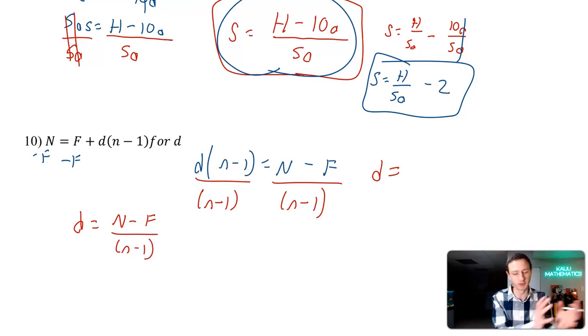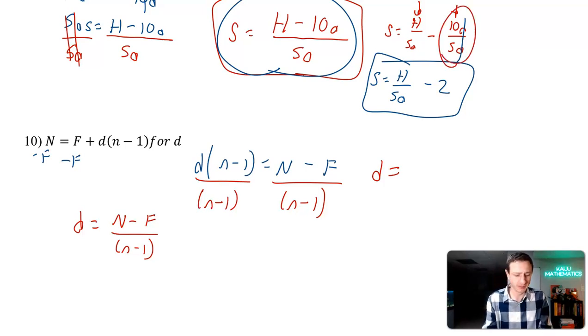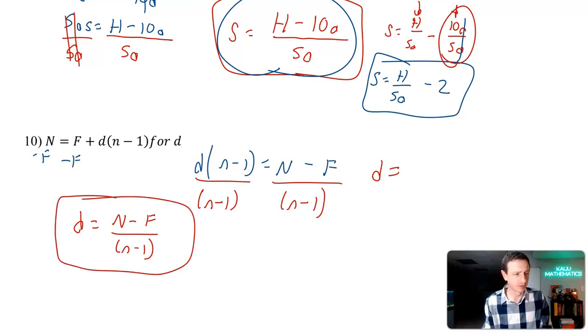And this one we don't need to branch off like I did in the last one, where I was able to say H over 5A and 10A over 5A. The reason I did that is because I saw a simplification that could be made there. This isn't going to do anything. It'll just be N over N minus 1 minus F over N minus 1. Doesn't do anything for us. Just leave that as is, and that one is finished.